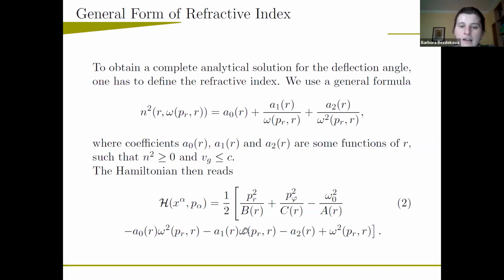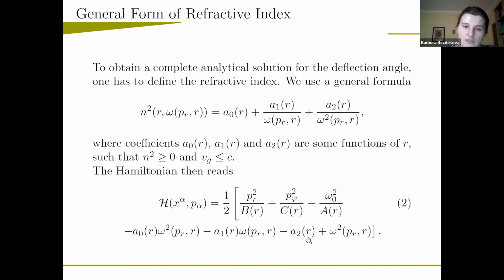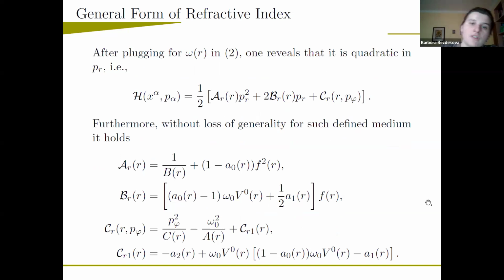And here I can see that I obtained something where omega, because we know omega is a function of the medium velocity, is something I can already calculate. So I can now work with this Hamiltonian and calculate the deflection angle. It turns out that with this refractive index, when I plug in for omega and do some manipulations, I can rewrite the Hamiltonian as a quadratic in terms of p_r, the radial component of the wave momentum.